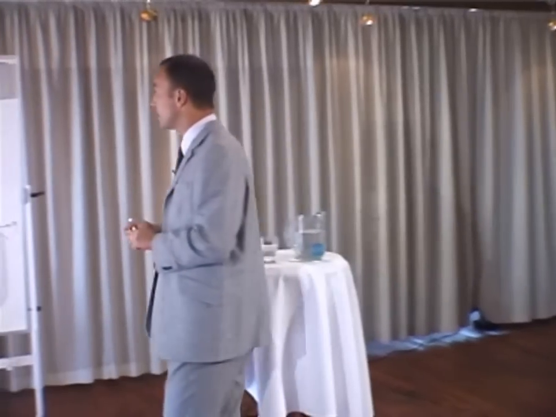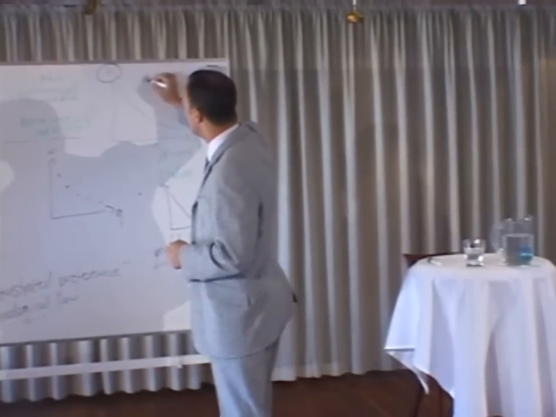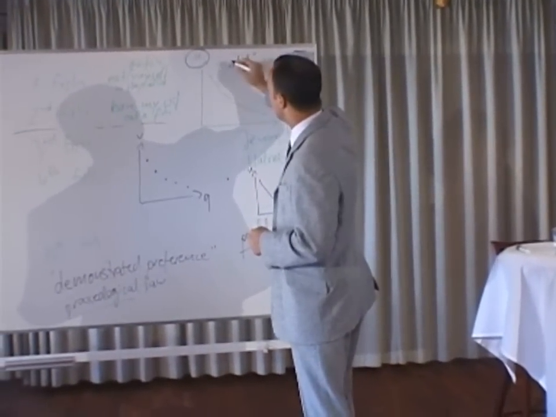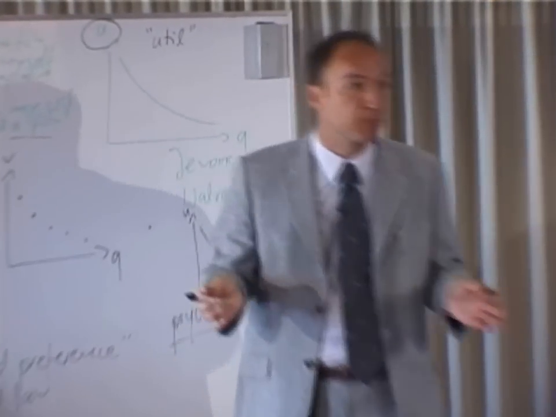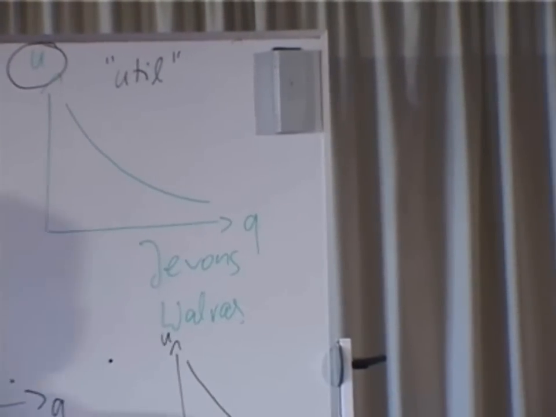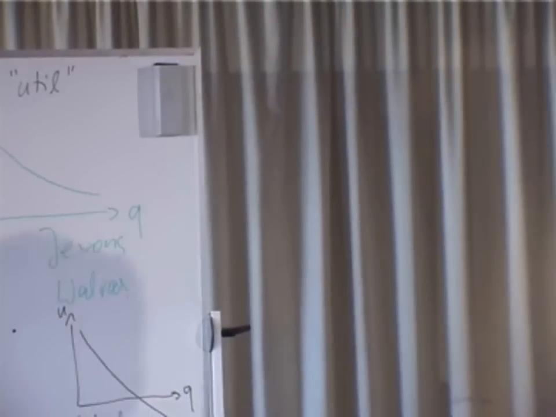There is none. So in economic textbooks, sometimes we still have the use of the word util, right? It's the basic unit of utility, but this util is completely fictitious. It's not something that can be really observed.